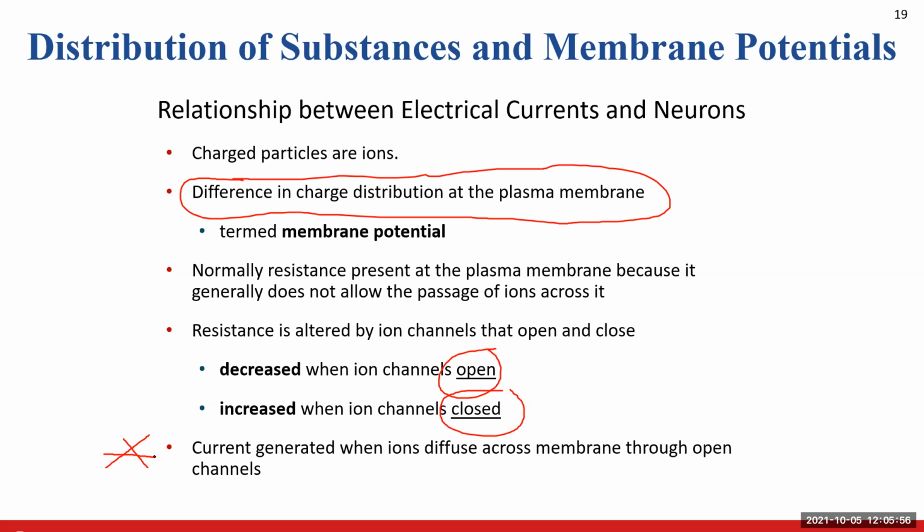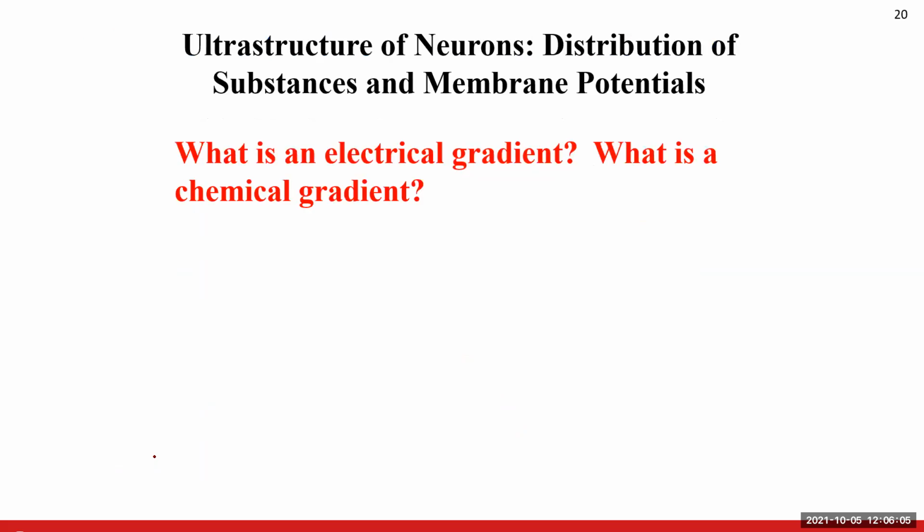And vice versa. If I want to decrease the current, then I will increase the resistance and close off those channels. I hope you understand that. That's an important concept there. It kind of gives you a little bit of an idea. So when we get these ions moving across the plasma membrane, they start to generate an electrical current.